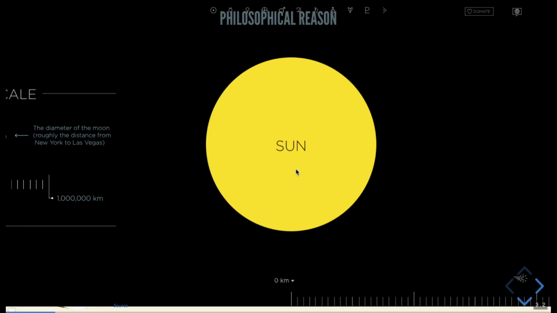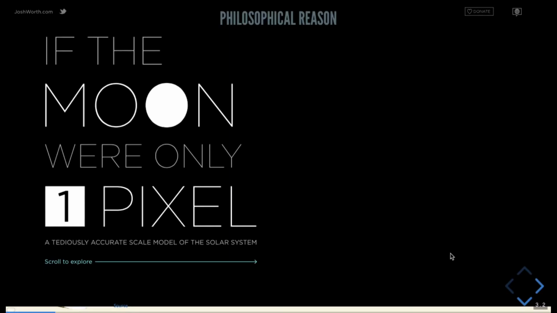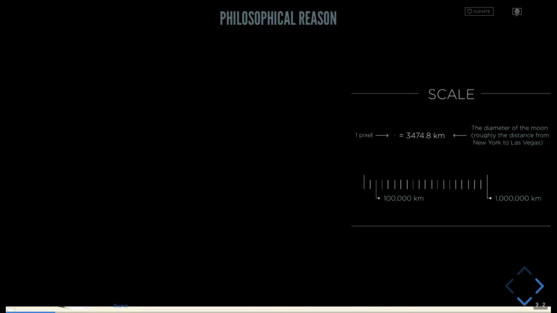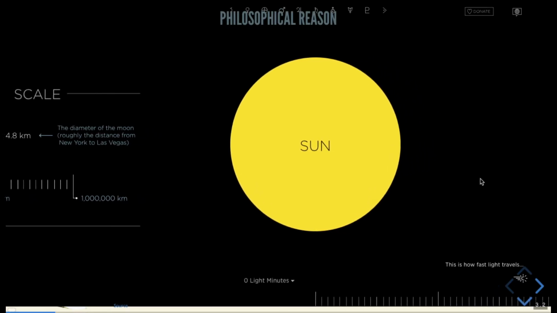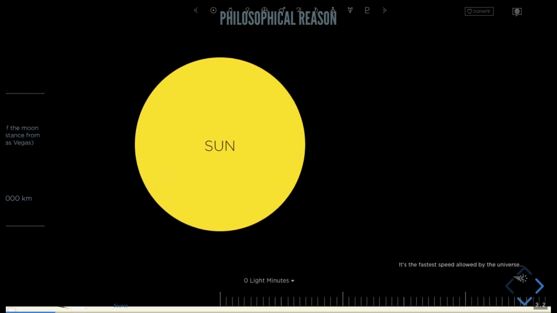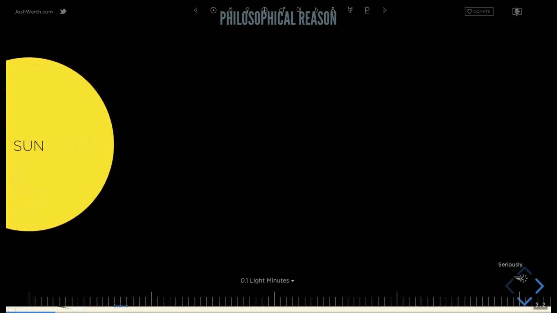If we start at the sun and travel from the sun at the speed of light. This is the speed of light. It's the fastest speed allowed by the universe. So the point being here, if we sit here and stare at it for quite a while, this is the fastest speed we can go in the universe.